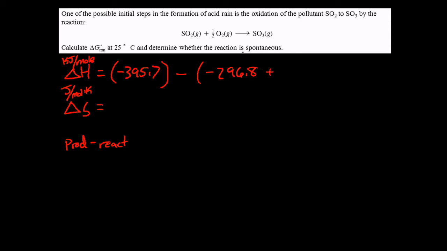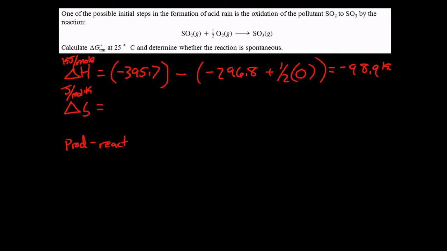And then we're going to add to that 1/2 times the number for O2, which if you go over to the oxygen on the table, you will find that it is 0. So it's not actually adding anything to it. If we add those together, negative 395.7, it's going to work out to be plus 296.8, since we're subtracting a negative value. Delta H for this reaction is negative 98.9 kilojoules.